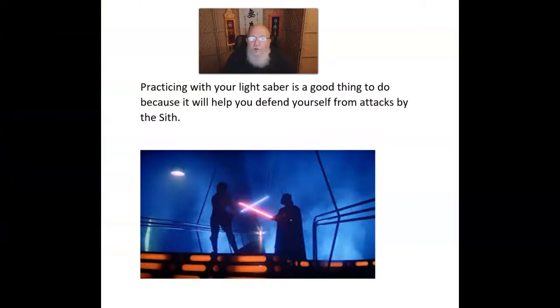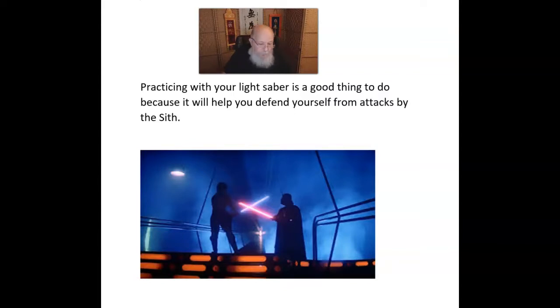So consider the following advice, which I advise all of you to follow. Practicing with your lightsaber is a good thing to do because it will help you defend yourself from attacks by the Sith. We've all had a lot of time during the pandemic, I hope, to practice our lightsaber techniques in our backyards or wherever we find ourselves to be.